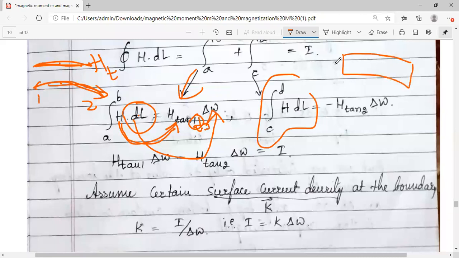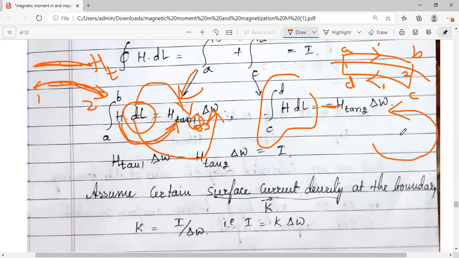This is your loop. This is your point 1 and 2. A, B, C, D. For AB, we have taken H tan of AB. You can take dot delta W. If AB is in this direction, then CD will be in this direction. That's why I have taken minus. If you want to take this as minus, this will become plus. It's up to you. If you want to take directions anti-clockwise, you just accordingly change the things. You can assume any direction of the rectangular loop.